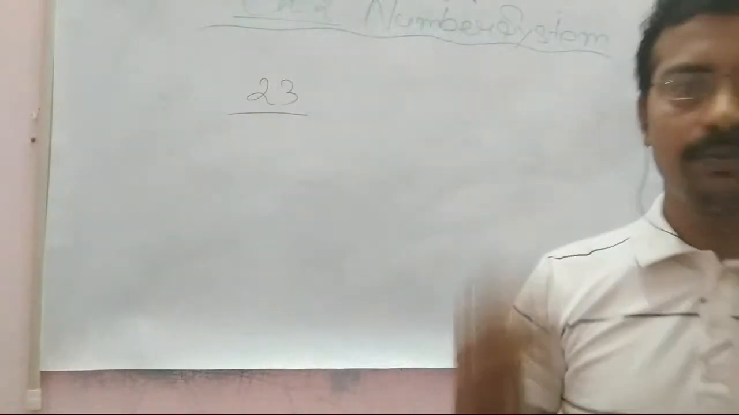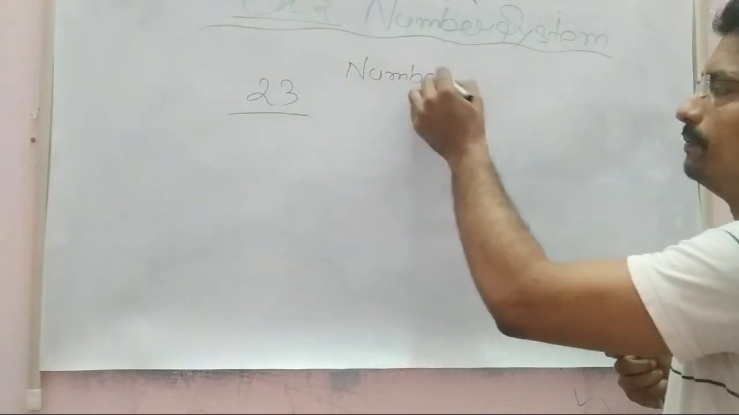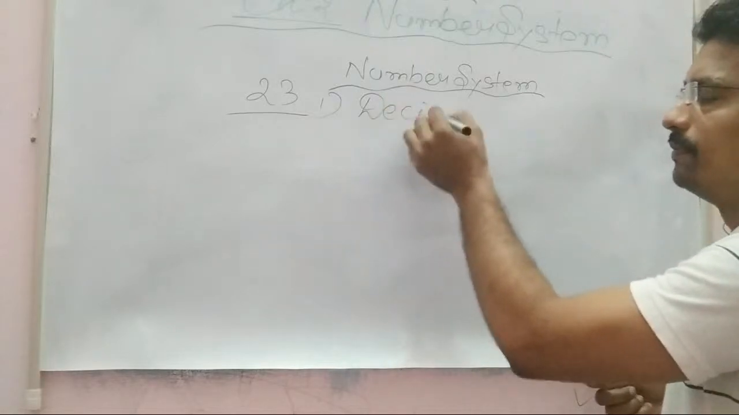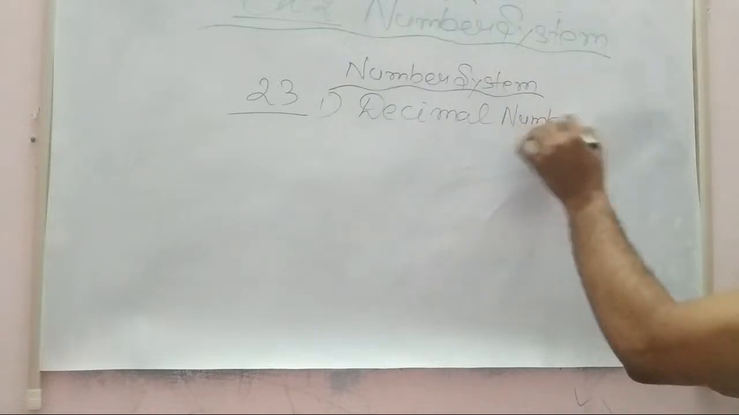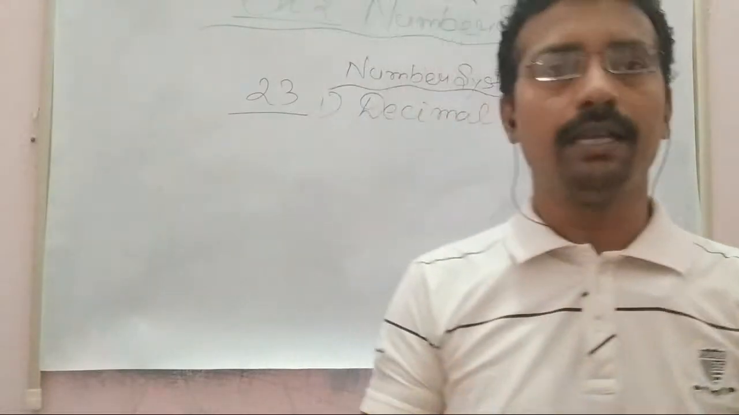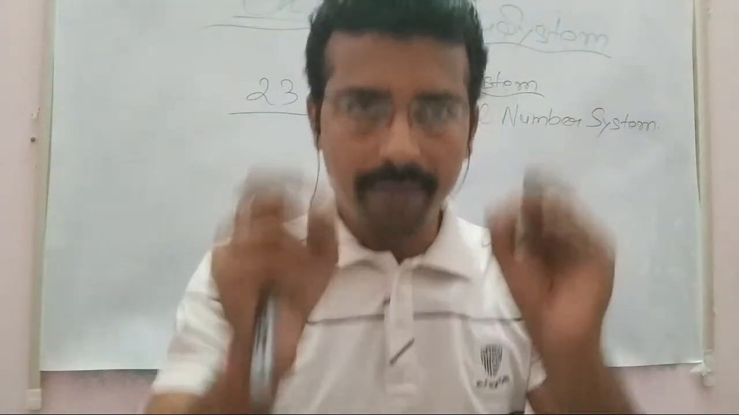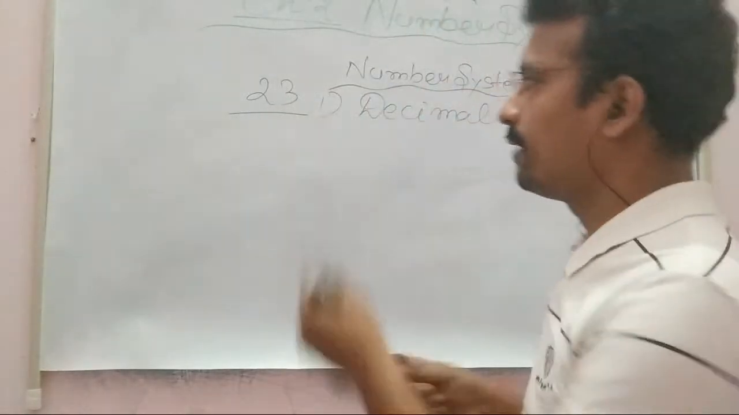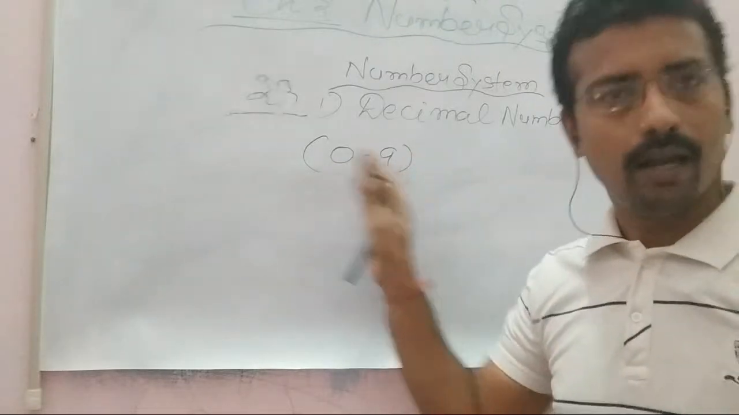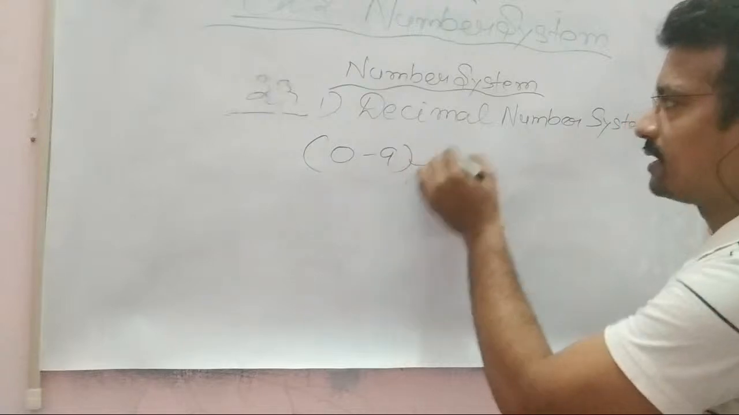In our studies we have four kinds of number systems. First is the decimal number system. The decimal number system tells us how to represent a set of digits in the form of base 10. Any number which is generated with the help of digits 0 to 9, any set of digits in the range of 0 and 9, is called a decimal number.